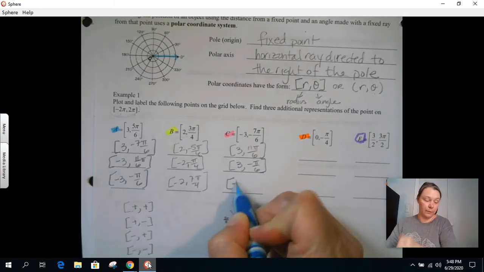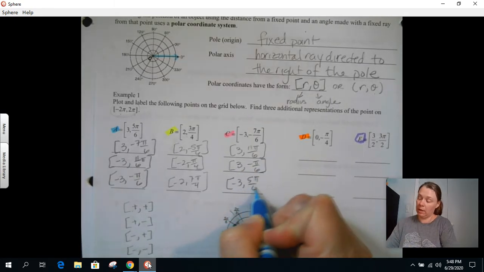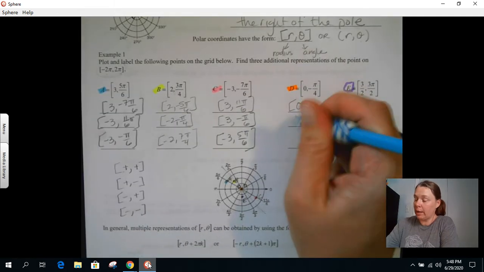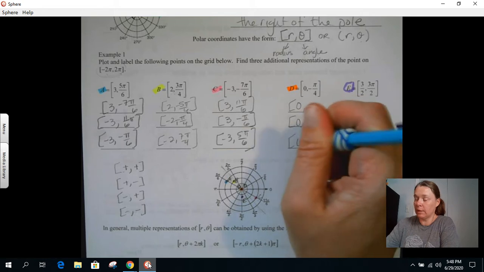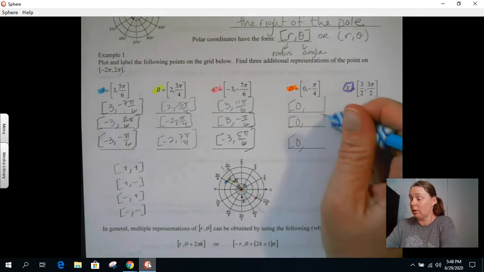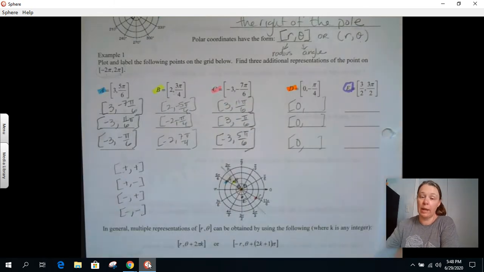Now with this, it's at the origin, right? So I know all the radii are going to be 0. So that's a little bit different. Technically, you could really have any angle in that interval, and that would make it work.